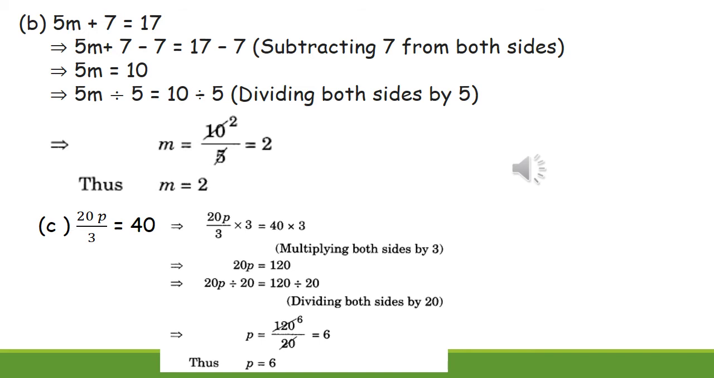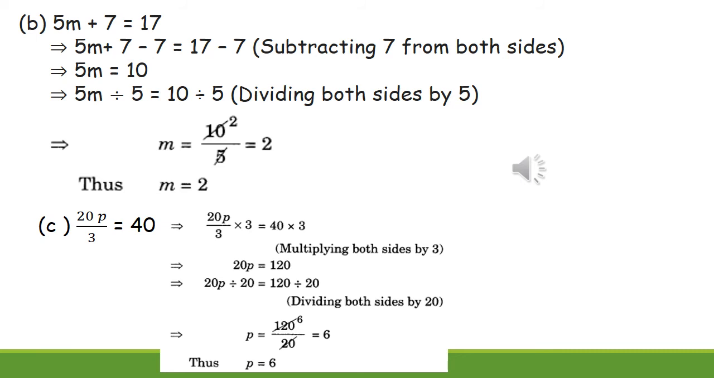Part B, 5m plus 7 is equal to 17, or 5m plus 7 minus 7 is equal to 17 minus 7. So we are subtracting 7 from both sides. Then we are getting 5m is equal to 10. Now we have to divide by 5 on both sides. 5m divided by 5 is equal to 10 divided by 5. So m is equal to 10 by 5. If you reduce, we are getting m is equal to 2.